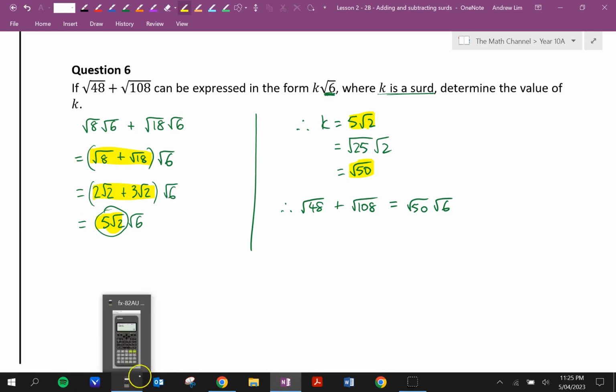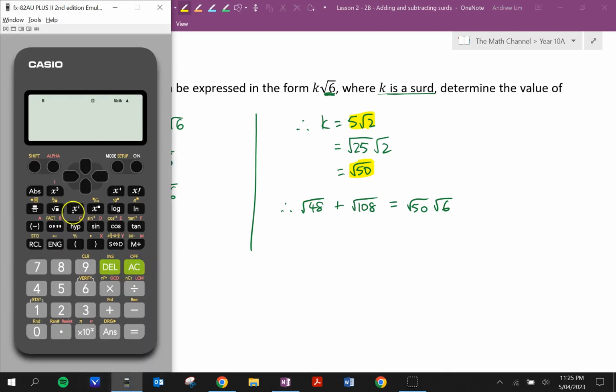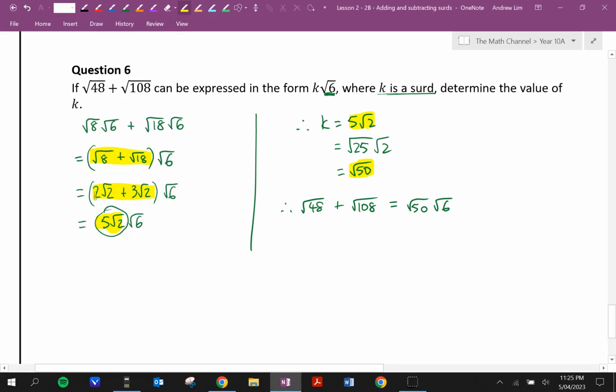And we can double check our answer. If we go to our calculator and do root 48 plus root 108, we get 17.32. If I also do root 50 times root 6, I get exactly the same answer. And that's it. The question says determine the value of k, so this is our final answer.